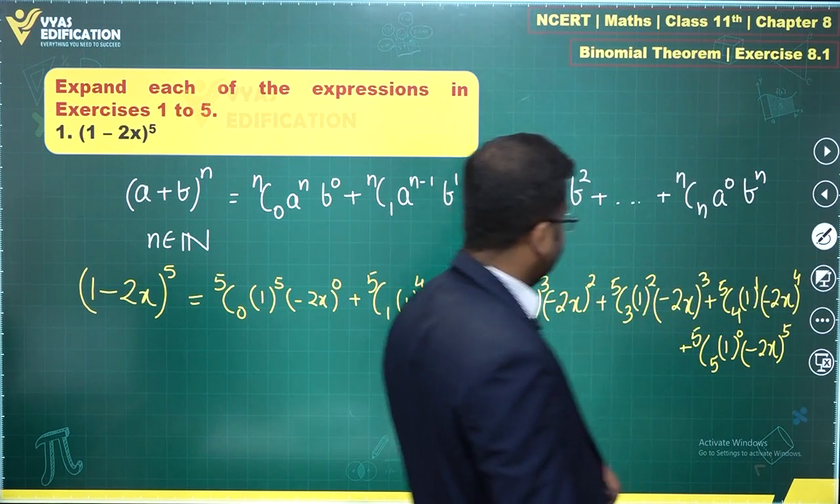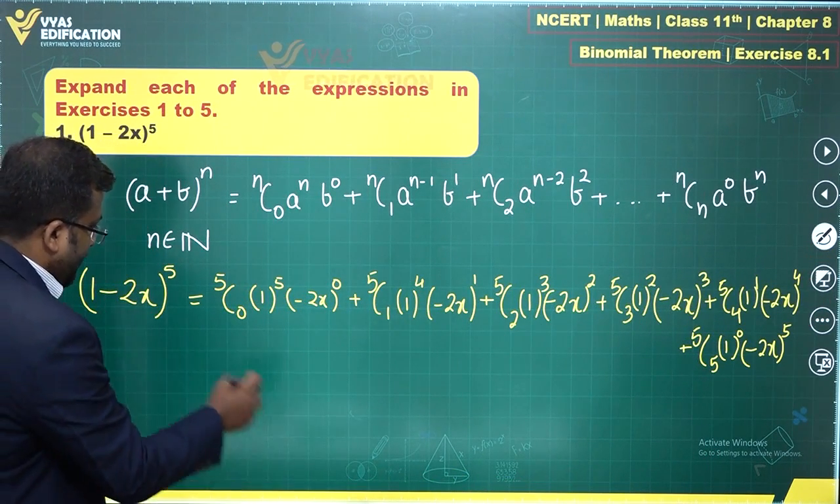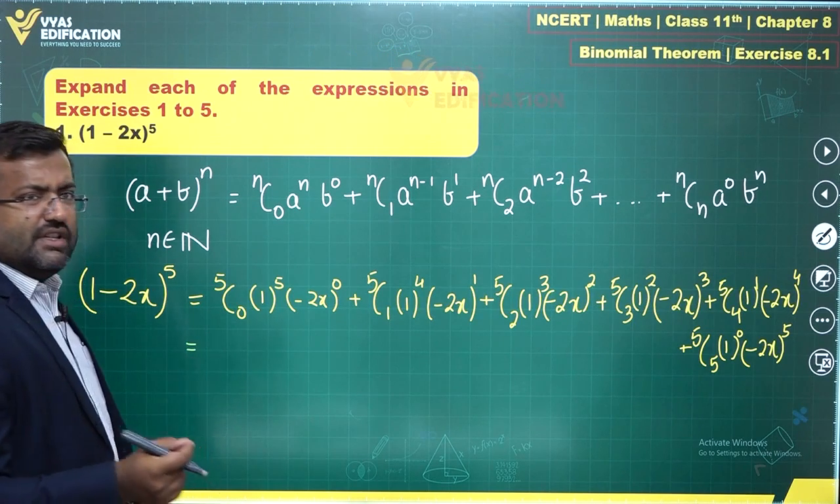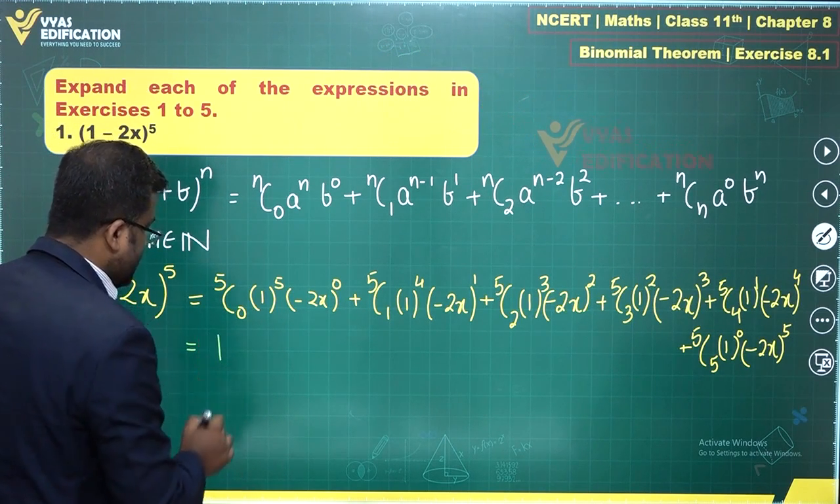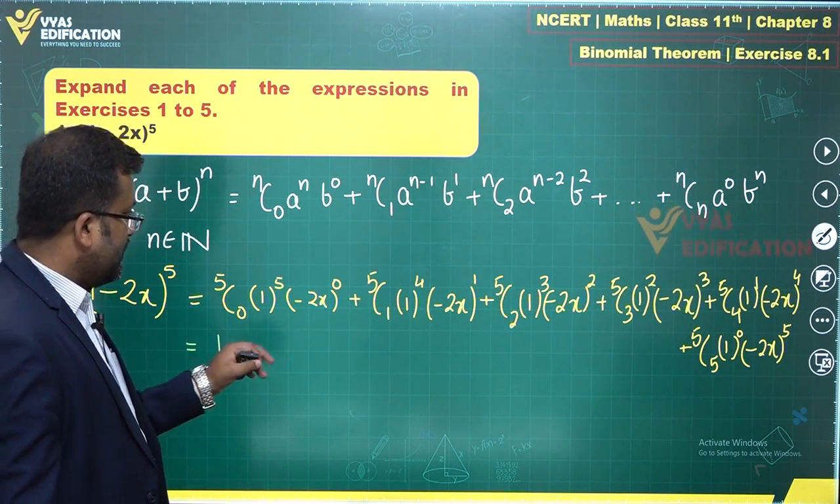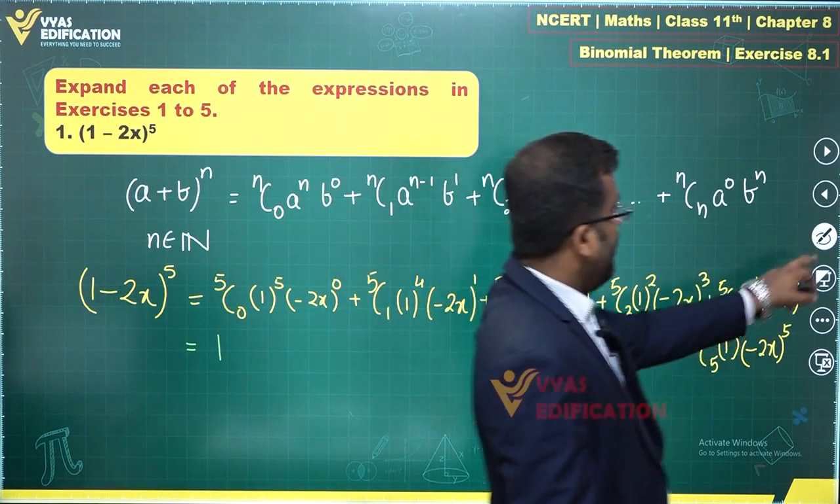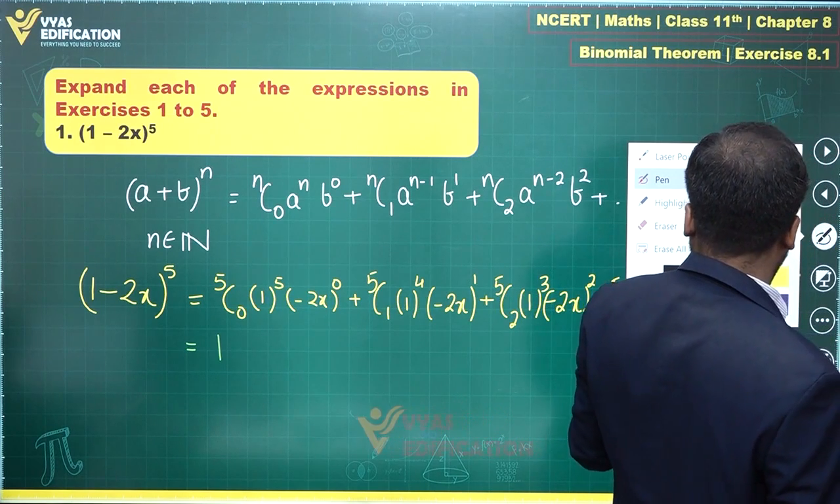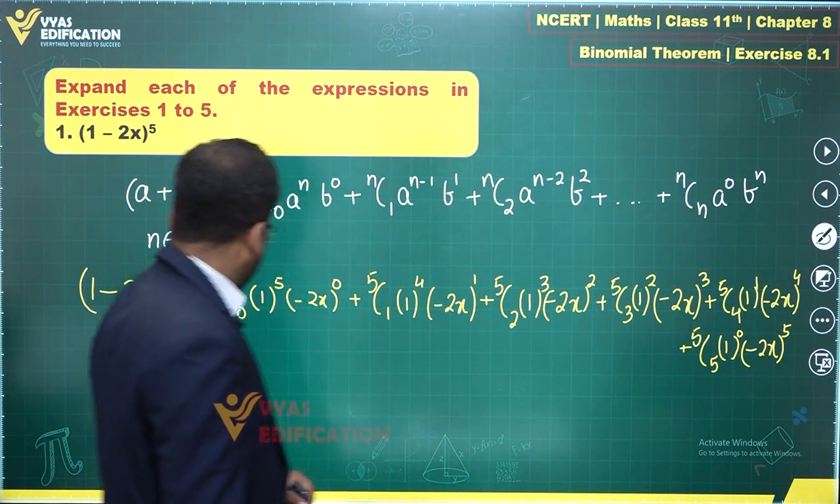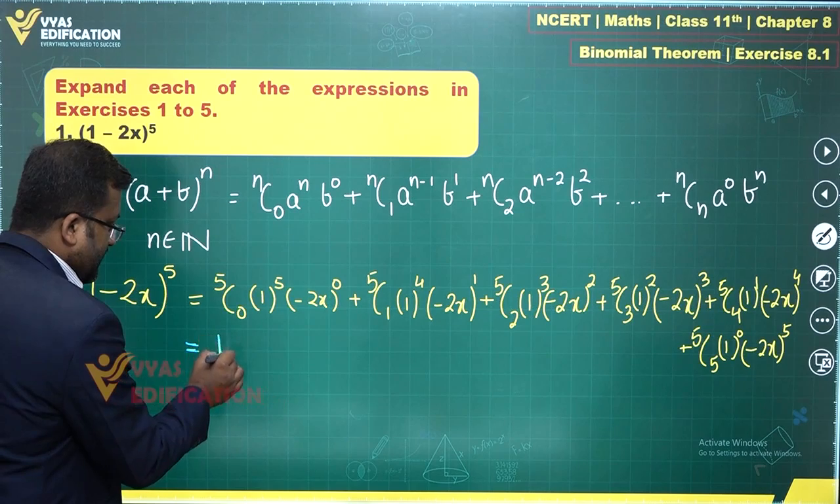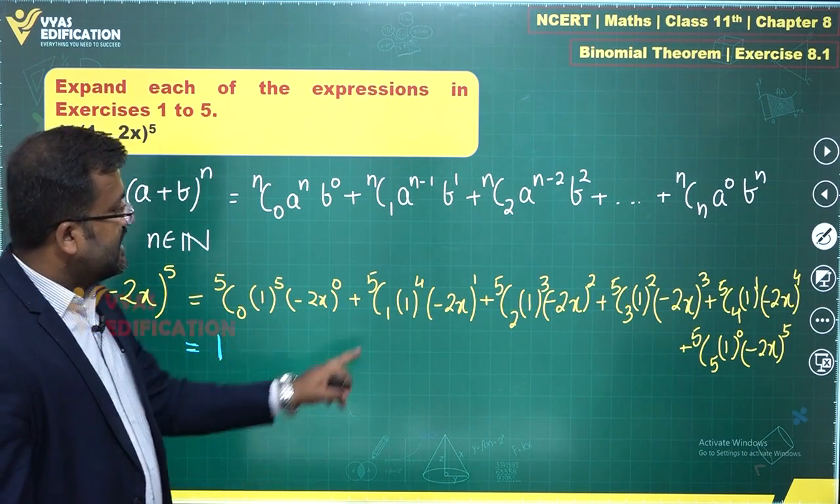What do we have? The value of 5C0 is simply 1. 1 power 5 is also 1. This is (minus 2x) power 0, which is also 1. So this is a simple term, this is 1 only. Right.